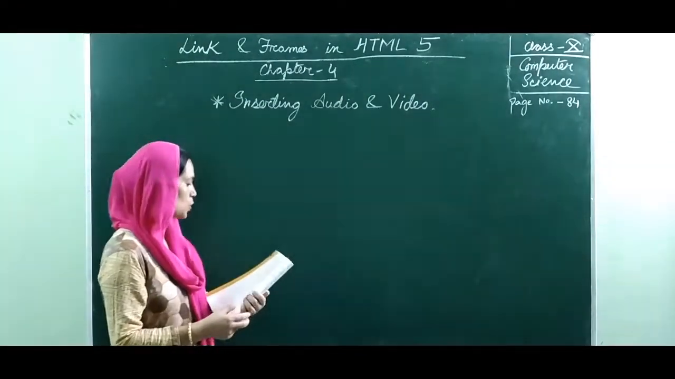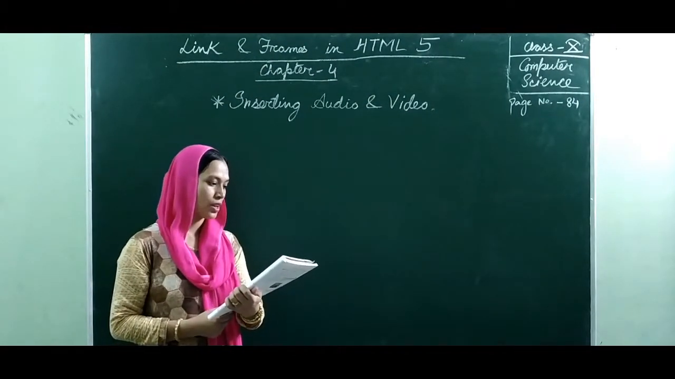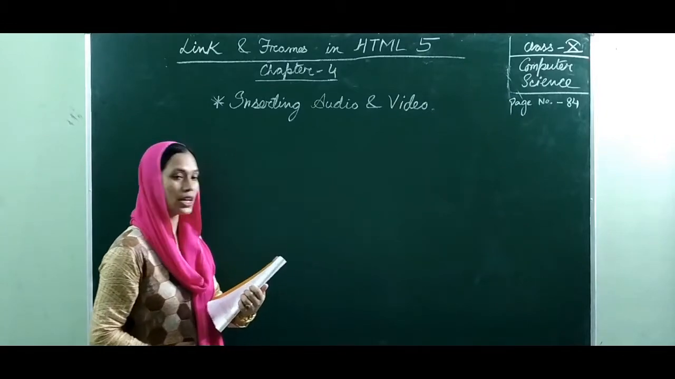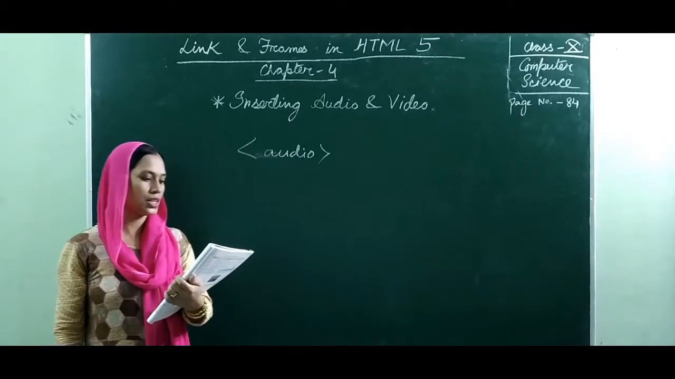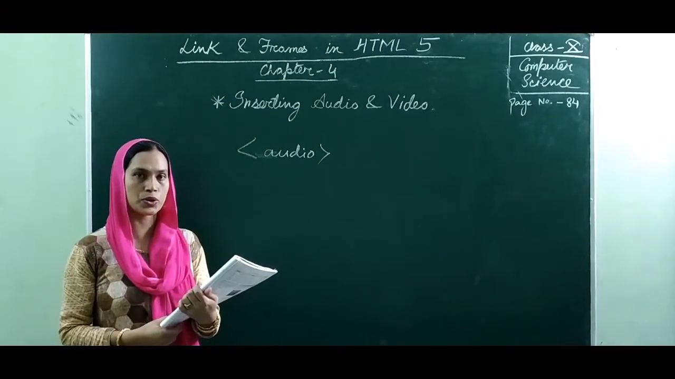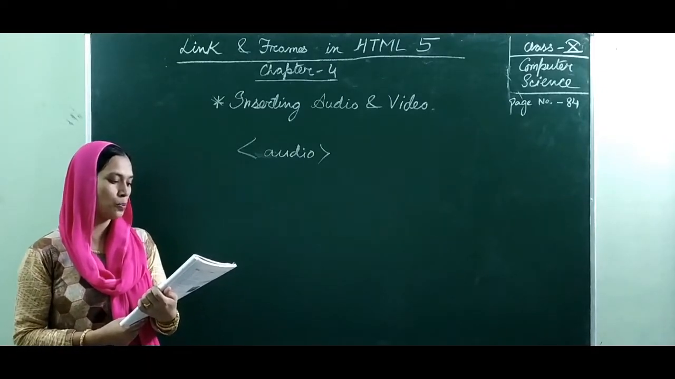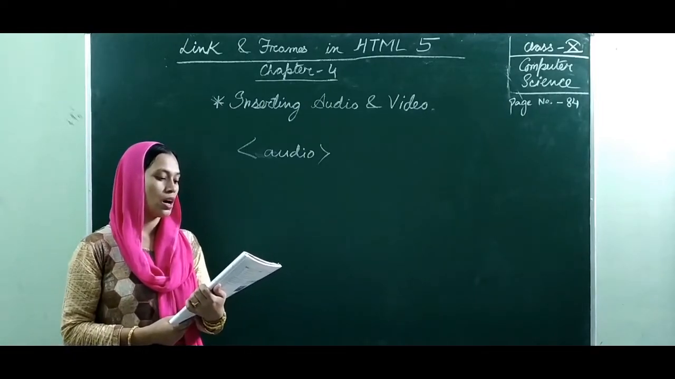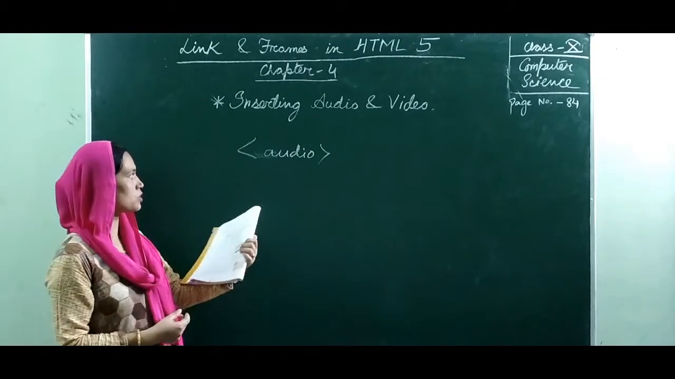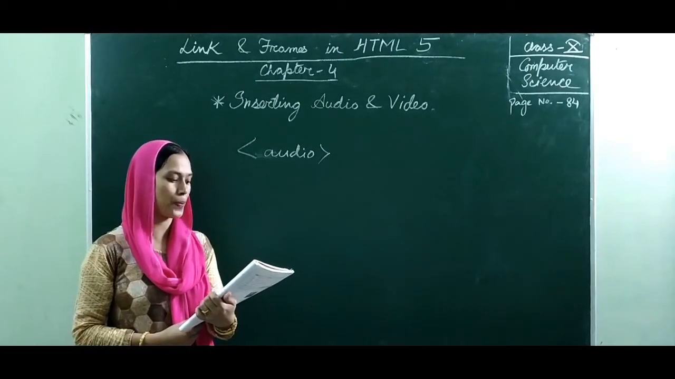Next, let's learn how to insert audio and video in a web page. Page number 84. To insert audio in our web page, we will use a tag called the audio tag. The audio tag has some attributes: autoplay, controls, SRC and loop. Autoplay is used to play the audio automatically when the web page is loaded. That means as soon as your web page is loaded, the music will autoplay.